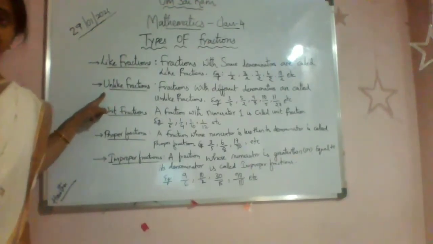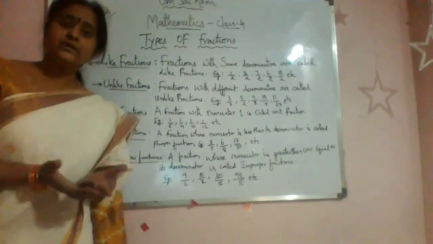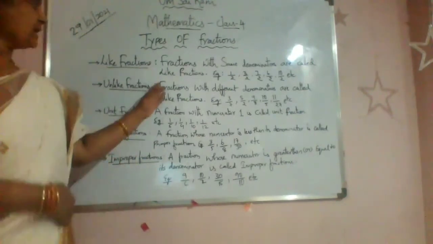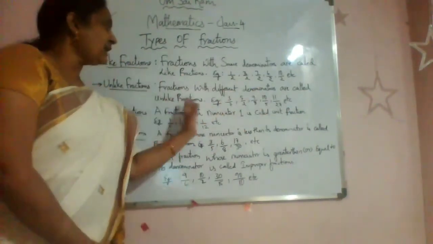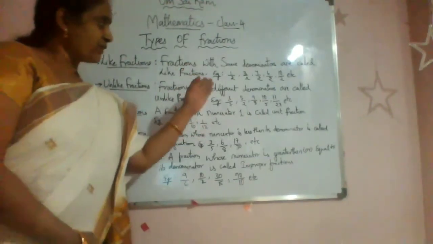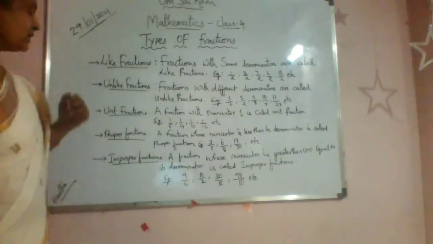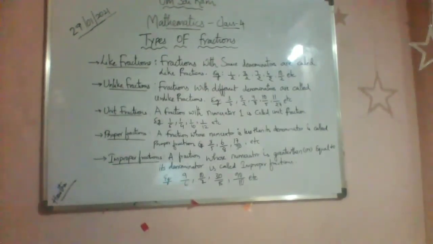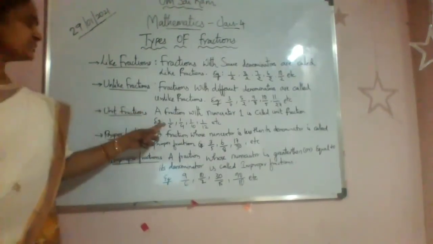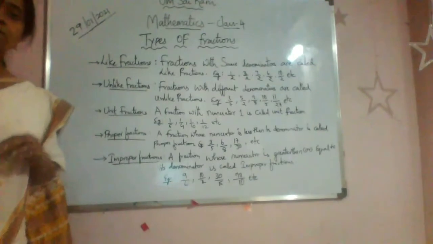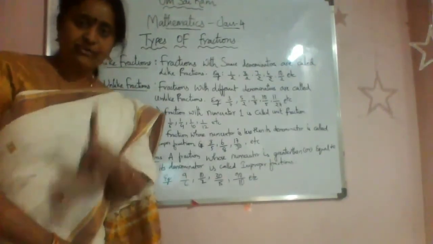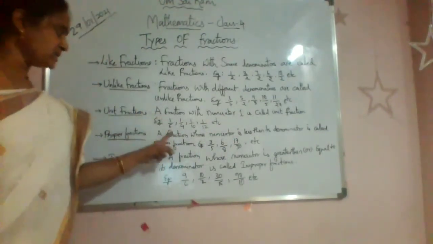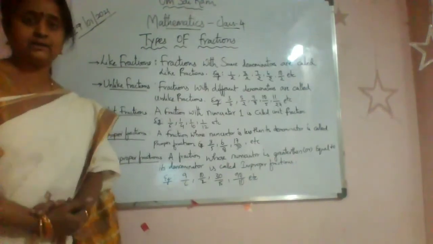Next, unlike fractions. Like fractions means denominators are equal. Then what about unlike fractions? Denominators are different. Fractions with different denominators are called unlike fractions. So 3 by 7, 5 by 2, 9 by 8, like that. Now, unit fraction. What is a unit fraction? A fraction with numerator 1. A fraction with numerator 1 is called a unit fraction. 1 by 6, 1 by 4, 1 by 10, like that.